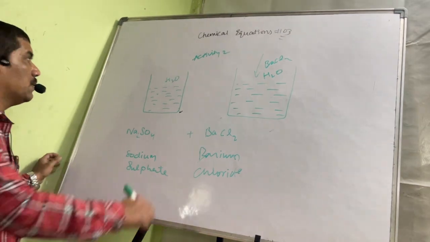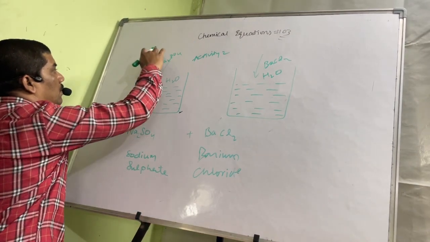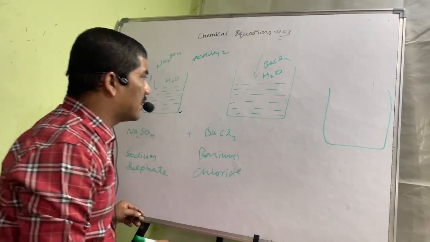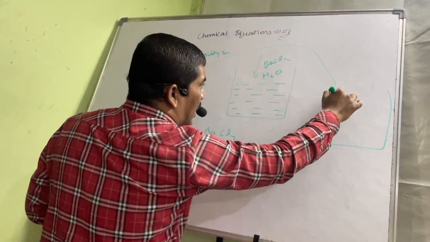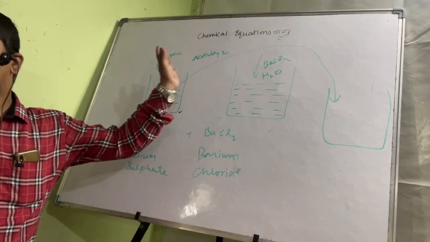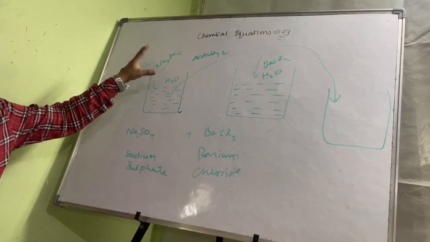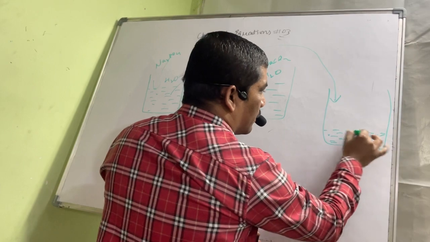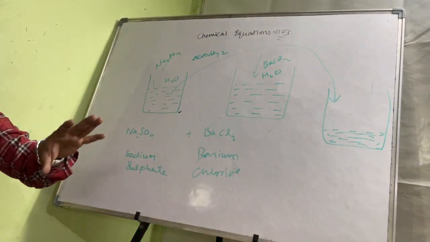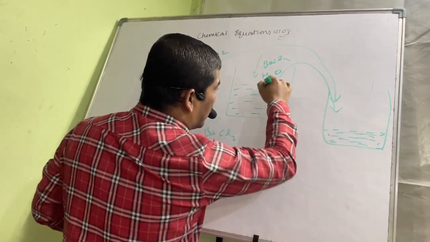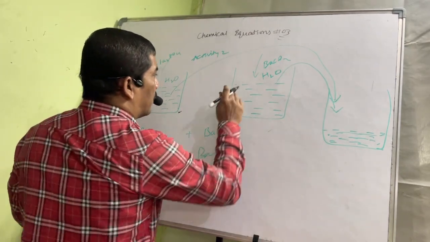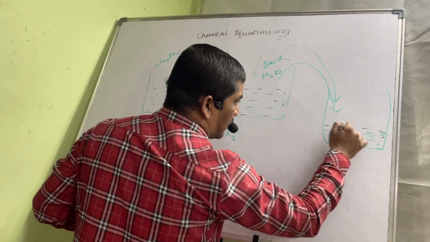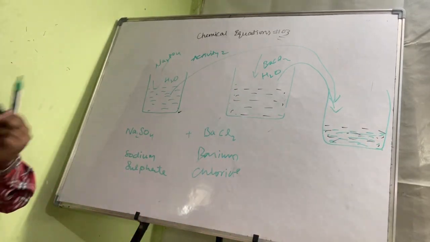Right. Now what you do? Take one more beaker. In this, some amount of sodium sulfate solution you add. Right, ये solution बन गया ना? इसमें का थोड़ा solution इसमें डाल दो. Right? And in that beaker you add some amount of barium chloride solution. So sodium sulfate and barium chloride you have to add in another beaker. Clear? So we added both the solutions.